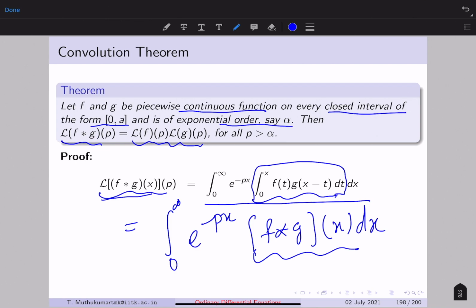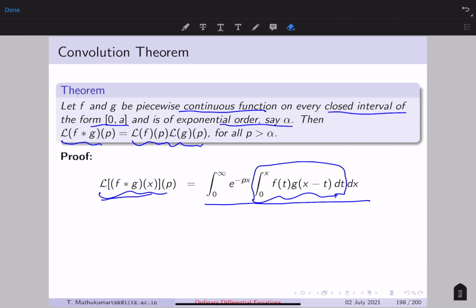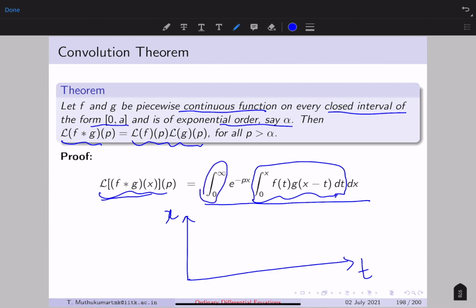So let me show you. If I look at the region, it's positive, so let's look at the positive region. There is one variable t, so let's say this is the t axis, and this is the x axis, right? What you do is you first fix x, which is running from 0 to infinity, okay? And since x is running from 0 to infinity, t is also running from 0 to infinity.